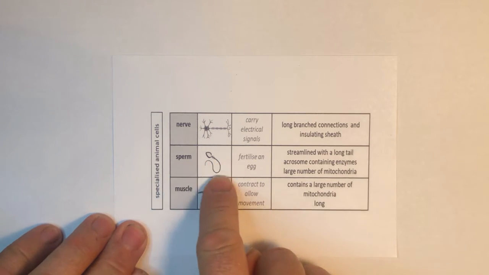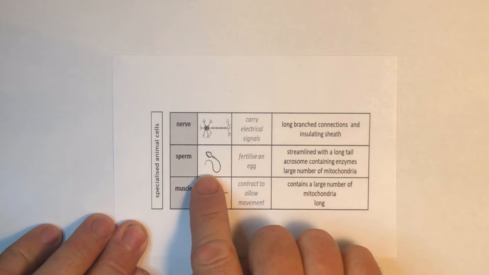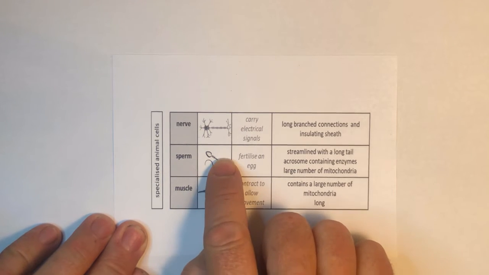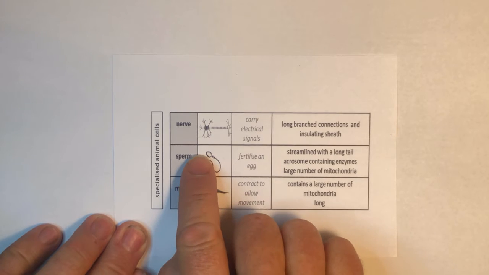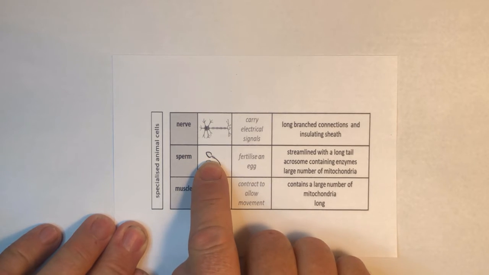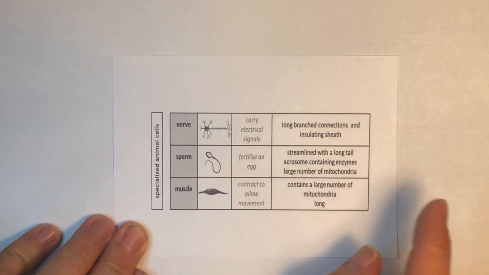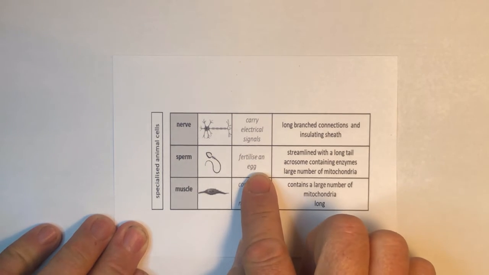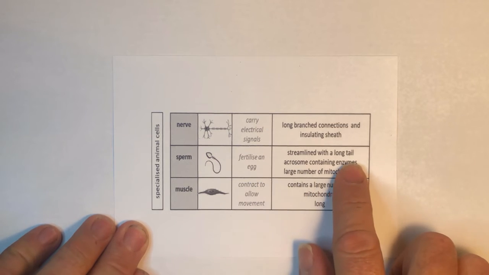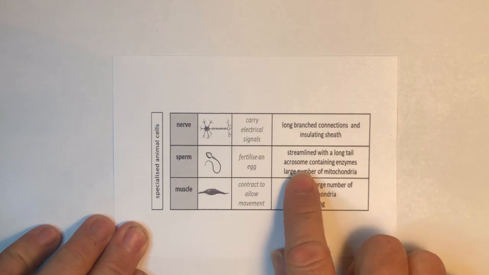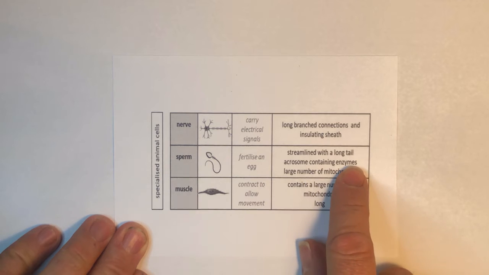A sperm, right? Everybody recognises the sperm. It's got the tail for swimming, it's got the head that contains the DNA, half the chromosomes, and then it's got a little area there which contains the mitochondrion. So the role of the sperm is to fertilise an egg. It's streamlined with a long tail, and an acrosome, which is the head bit, containing enzymes.